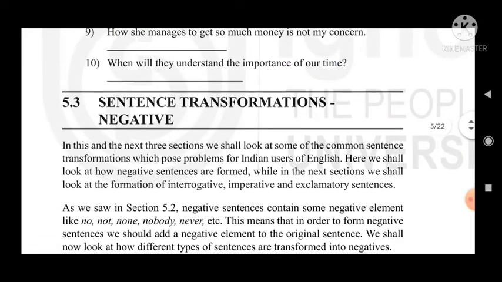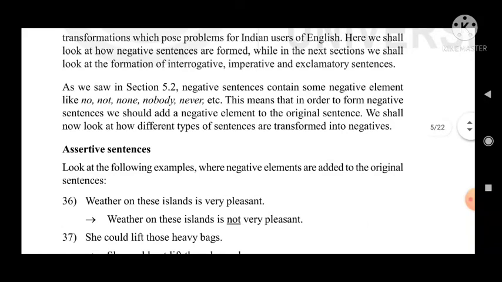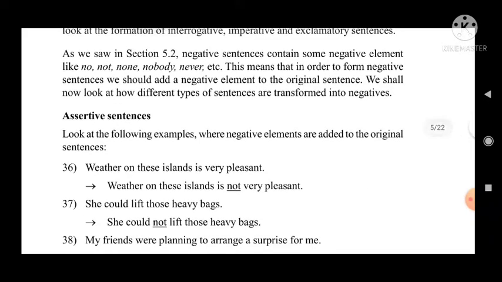Then sentence transformations in negative. In this and the next three sections, we shall look at some of the common sentence transformations which pose problems for Indian users of English. Here we shall look at how negative sentences are formed, while in the next sections we shall look at the formation of interrogative, imperative and exclamatory sentences. As we saw in section 5.2, negative sentences contain some negative element like no, not, none, nobody, never, etc. This means that in order to form negative sentences, we should add a negative element to the original sentence. We shall now look at how different types of sentences are transformed into negatives.